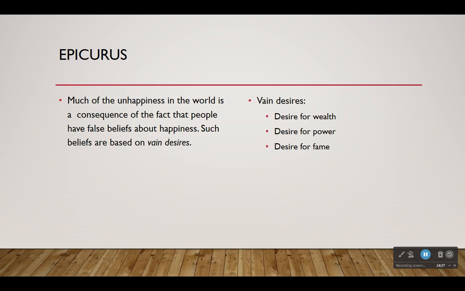One way that he made the point was to introduce a distinction between what he called natural desires on the one hand and what he called on the other hand vain desires. He thought that much of the unhappiness in the world was simply a consequence of the fact that people valued the wrong things. They valued things that will not truly make you happy. They value things that will not truly promote happiness. Many people have mistaken beliefs about what is needed for happiness, and he thought that that was the source of much of the unhappiness in the world.